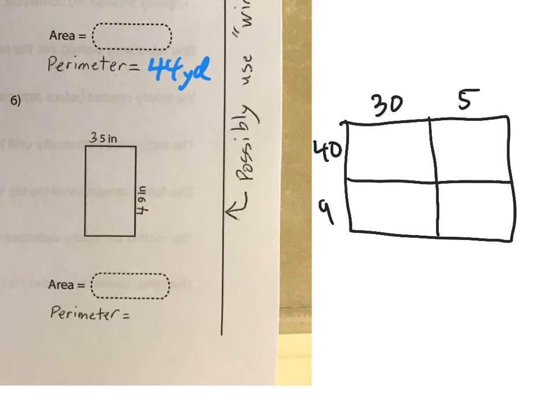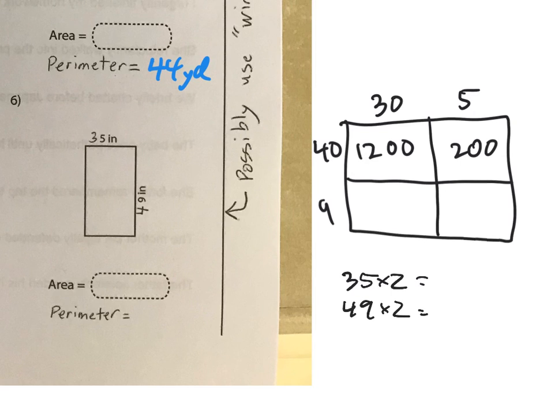So 40 times 30 is that much. And then 40 times 5 is going to be that much. And then here, do 30 times 9 goes in there, 9 times 5 goes there. Then add them all up, and that will be the area for this one. For perimeter, you can just do what we did before, and then add those together, and that will be the perimeter of that shape.